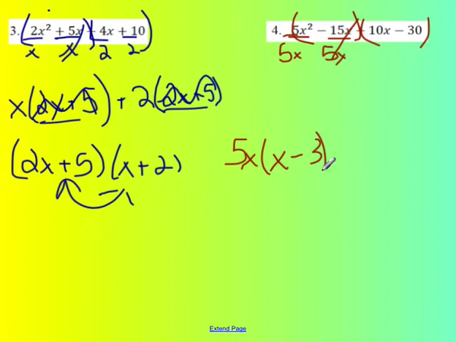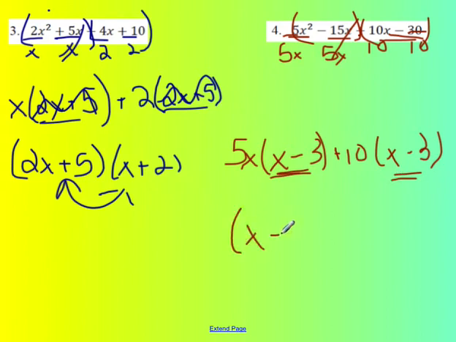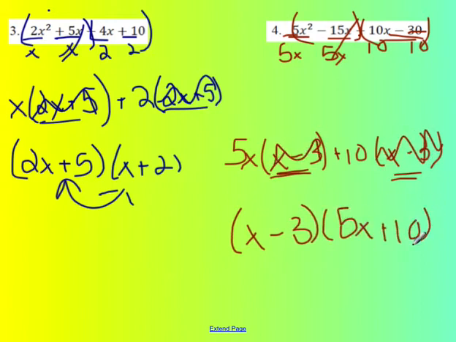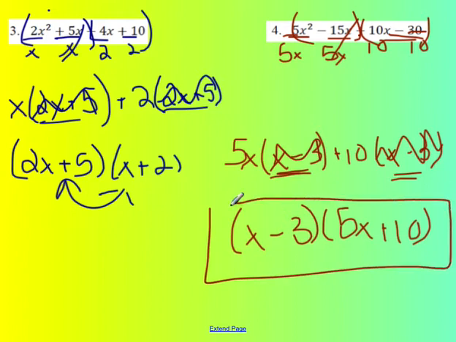What divides 10 and negative 30? Well, that's going to be 10. Which is good because I know when I divide by 10, I'll get that x minus 3 that I am looking for. So sometimes it helps to look at this parenthesis to help you figure out what to divide here because you're trying to make a match. So now I can factor out this x minus 3. And once I've factored that out, I'm going to write what's left over, which is 5x plus 10. So that right there is your final answer for number 4.